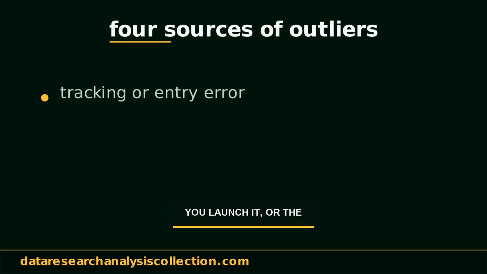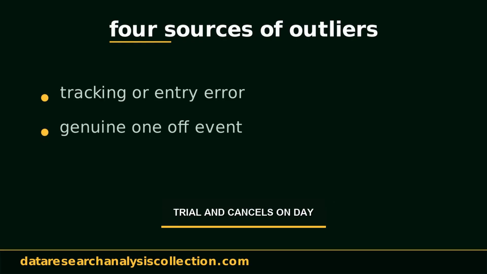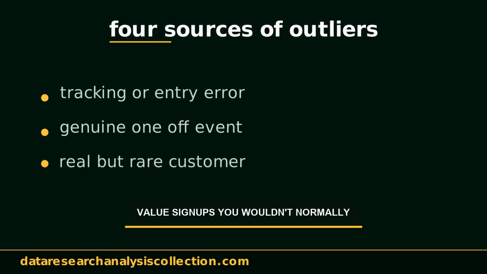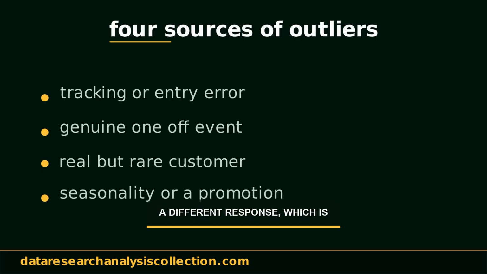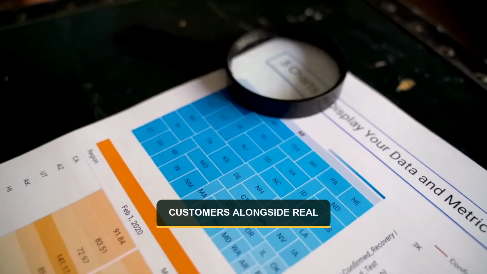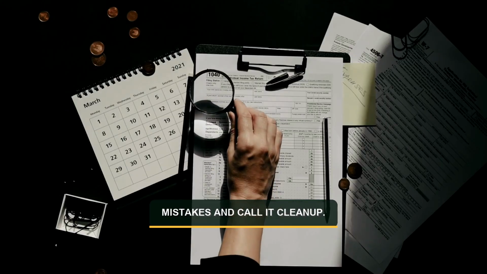The other 2 sources are about who your customers actually are. The third is a real but rare customer: the whale who buys your top tier the same week you launch it, or the person who never touches a single feature in your free trial and cancels on day 2 anyway. The fourth is seasonality or a promotion, a launch discount that pulls in a batch of low-value signups you wouldn't normally see in a typical month. Each of those 4 needs a different response, which is exactly why "just remove the outliers" is bad advice on its own. Follow that advice blindly, and you delete real customers alongside real mistakes and call it cleanup.